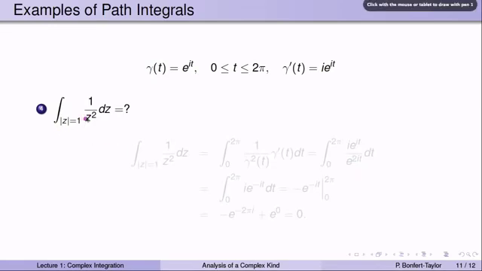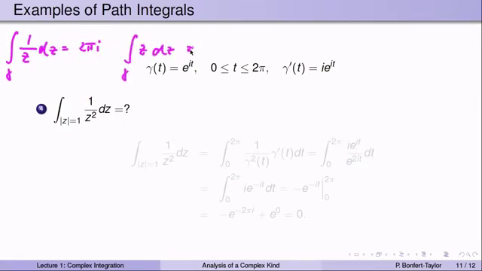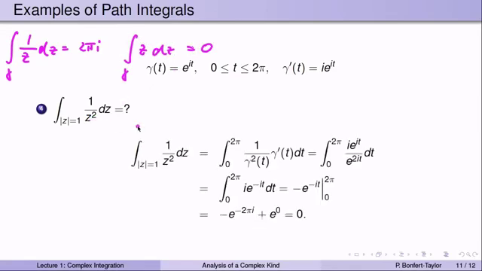Let's look at the same path gamma and integrate 1 over z squared dz. So far we integrated 1 over z, and we got that was 2 pi i. Then we integrated z dz, and we got that was 0. Let's see what 1 over z squared gives us. Well, again, 1 over z squared means I write 1 over gamma of t squared, times gamma prime of t dt.